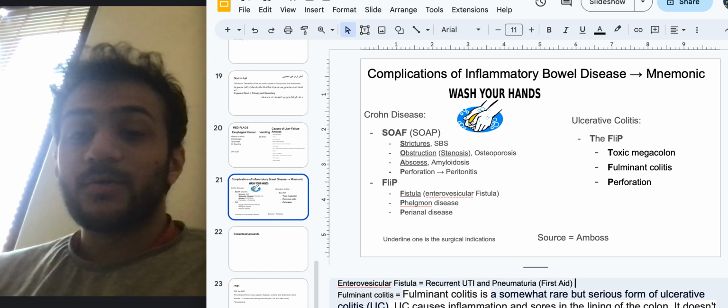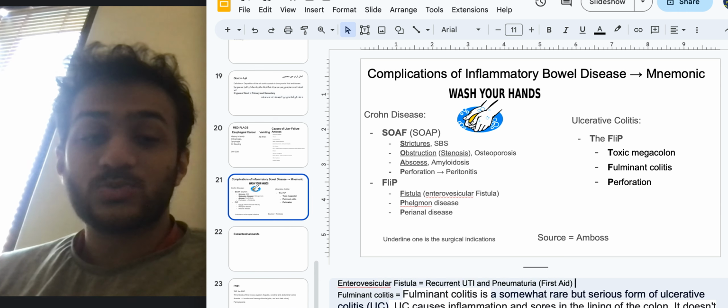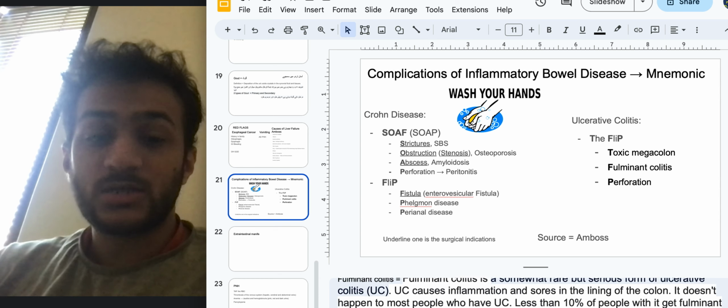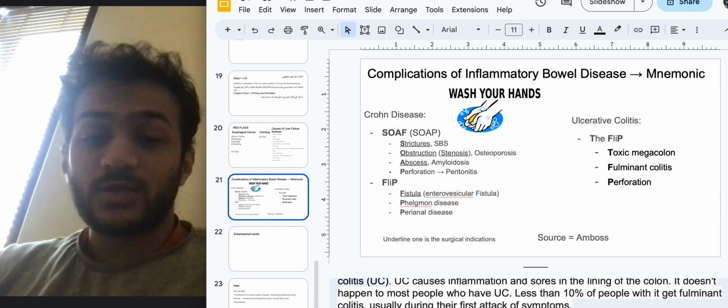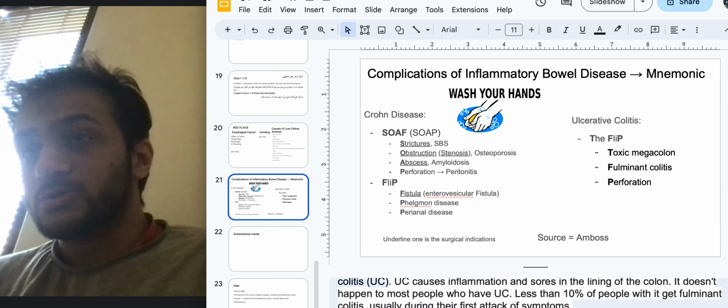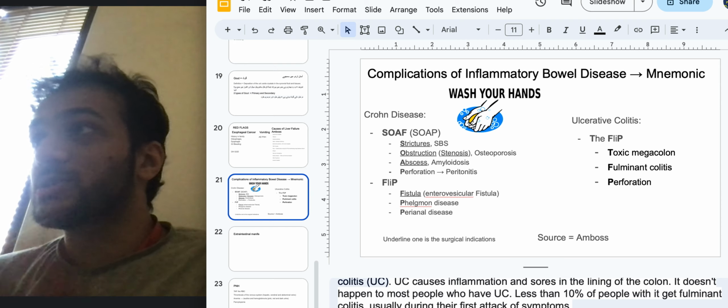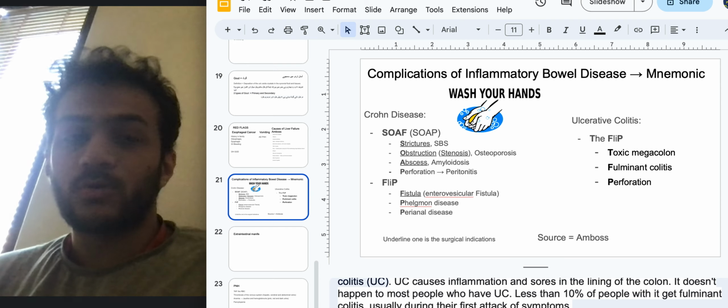And the fulminant colitis is a rare and serious form of ulcerative colitis. It causes inflammation and sores in the lining of the colon. And yeah, so that's going to be over here. And just surgeries: ileostomy, ileocolostomy, colectomy, proctocolectomy. So that's what we want to divide over here.